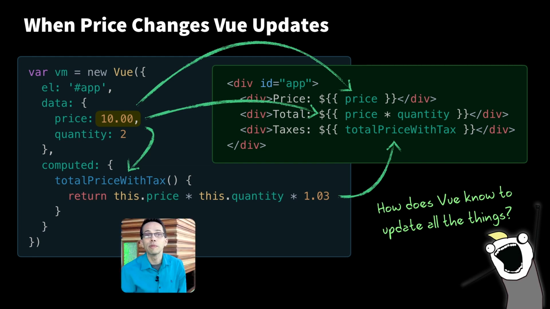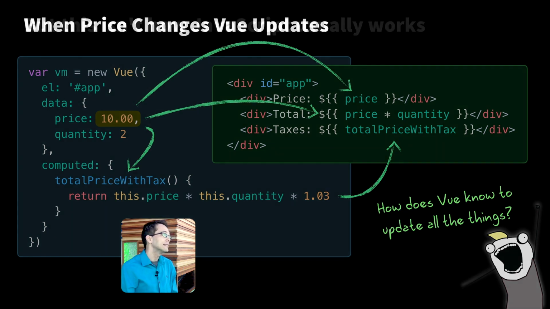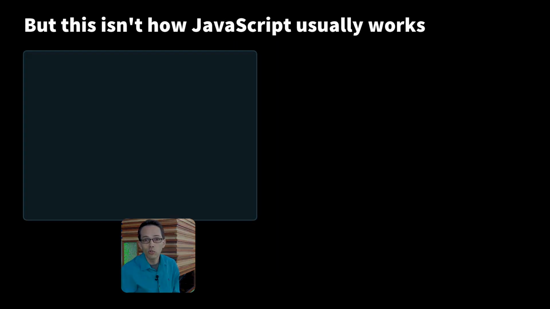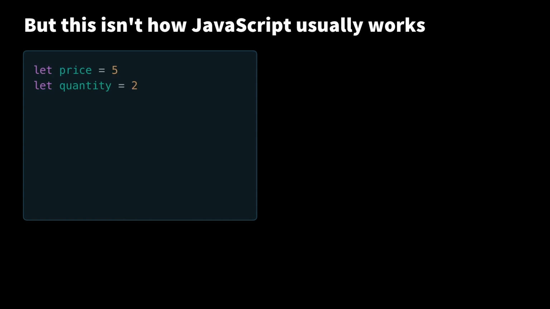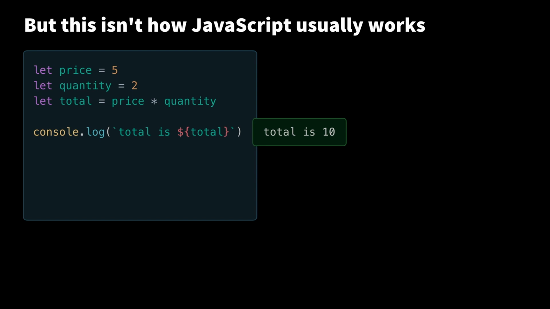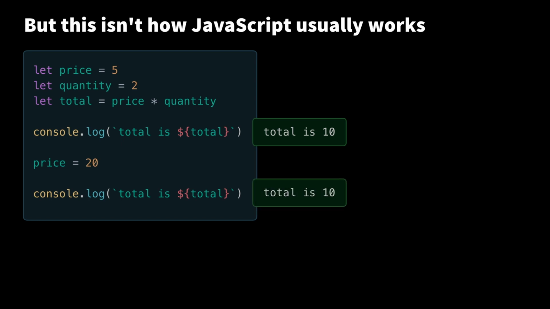In this lesson, we're going to be building our own reactivity system to begin to understand how this might work under the covers. And it starts with understanding that, well, this isn't how JavaScript usually works, right? So we have a price and a quantity for our example. We have a total. And if I log this out, I'm going to get total is 10. Now, if I change price and I log out the total again, what do I get? Total is still 10.